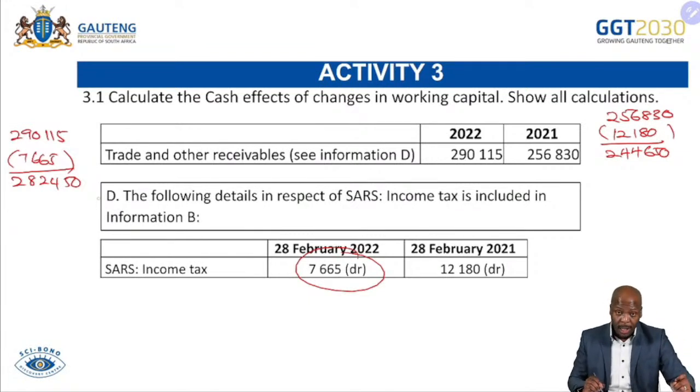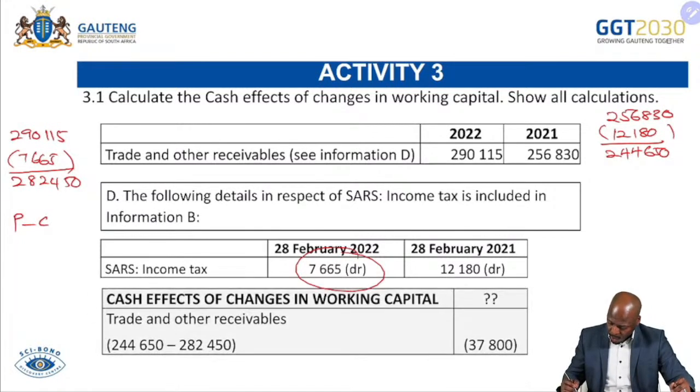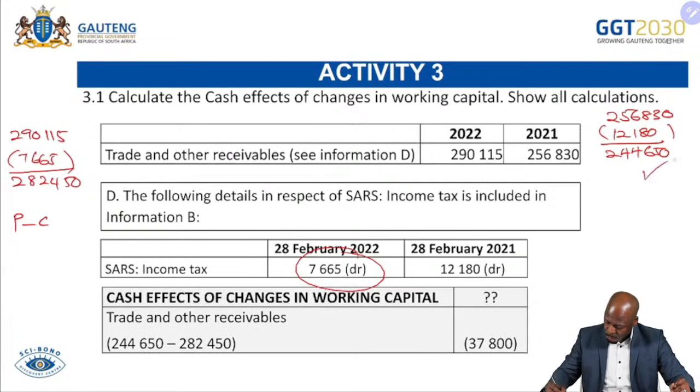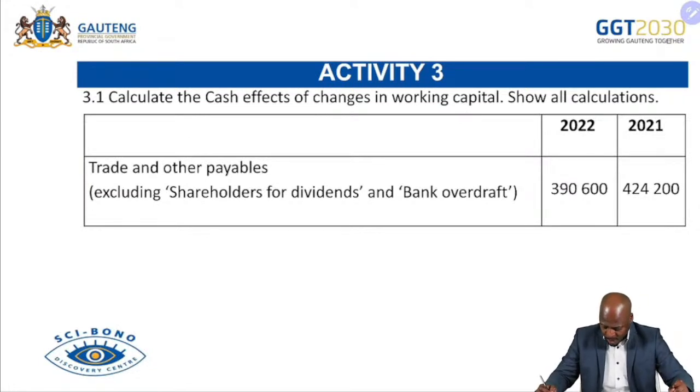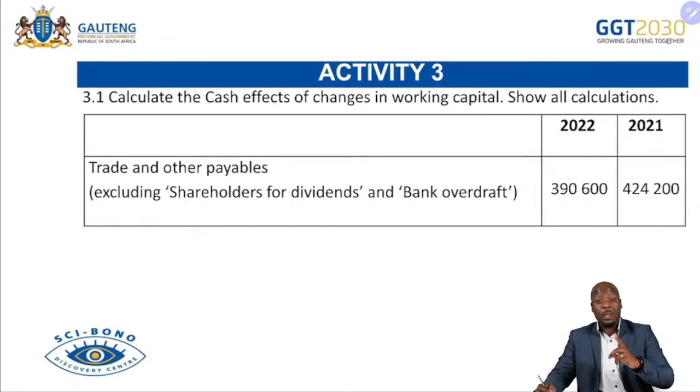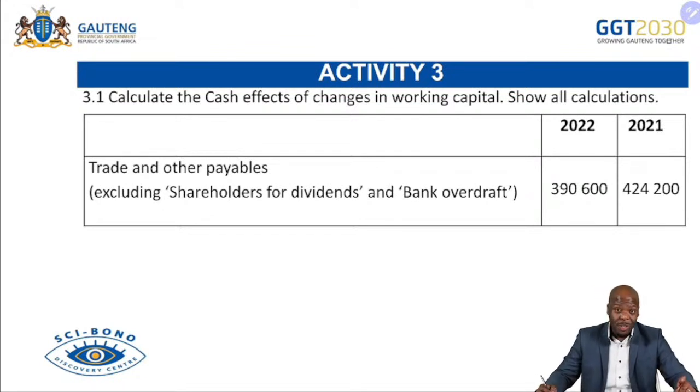Or you can use the calculator method, which says previous minus current. How much is your previous? I'm going to show you now in a simpler way. How much is your previous? 244,650 minus my current, 282,450. The calculator will automatically give you a negative 37,800. Yes. Okay. Now, let's quickly go on to the last aspect and then we wrap up this particular question. I want to do a cash flow statement with you, so please stay tuned. There's a cash flow statement coming.